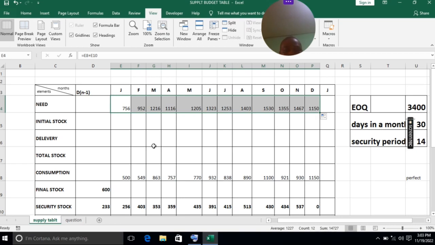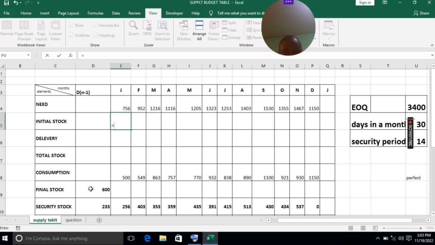Perfect. That's it. So now the initial stock in January will be the closing stock in February last year. So we are going to take the closing stock here as the opening stock in January. Whenever the initial stock is less than the need, we receive replenishment, because the stock that we need is 756, but the initial stock is the only stock that we have, which is 600, and it's less than what we need. So we need to receive stock, and the quantity of stock that we have to receive is the economic order quantity, which is here that we earlier calculated.